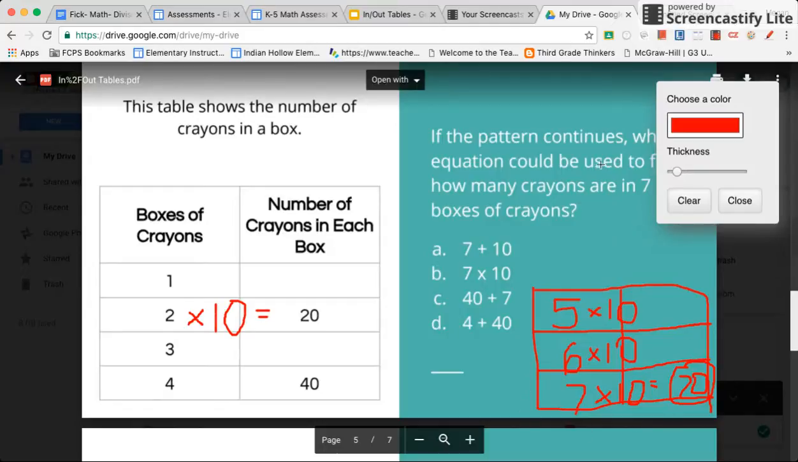but this question just asked me to find what equation I would use. Well, I used the equation 7 times 10, so my answer is B, 7 times 10. I know that it can't be A because it's not an addition pattern. The same thing for C, I can't do an addition pattern, and the same thing for D because we had already established that to go from one column to the next, we were multiplying by 10.